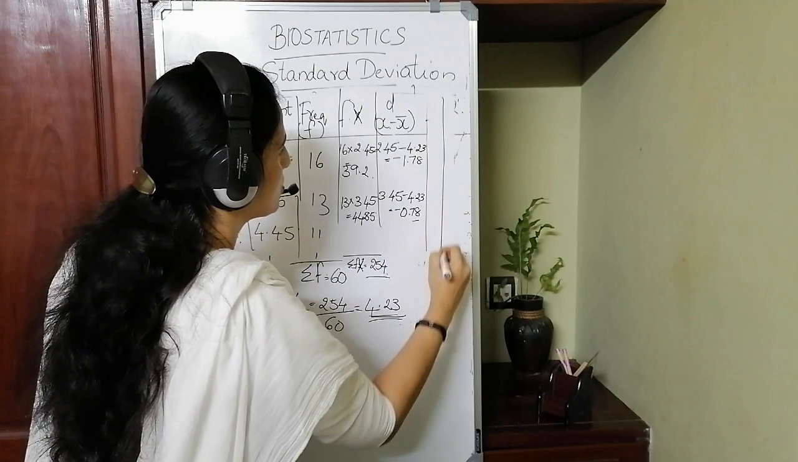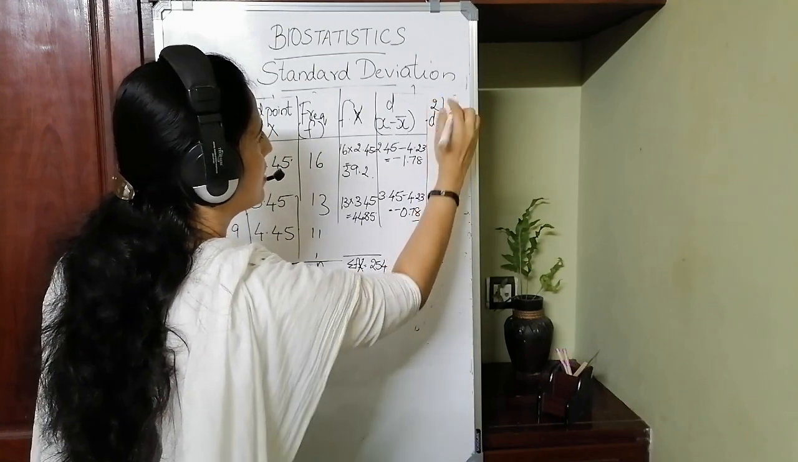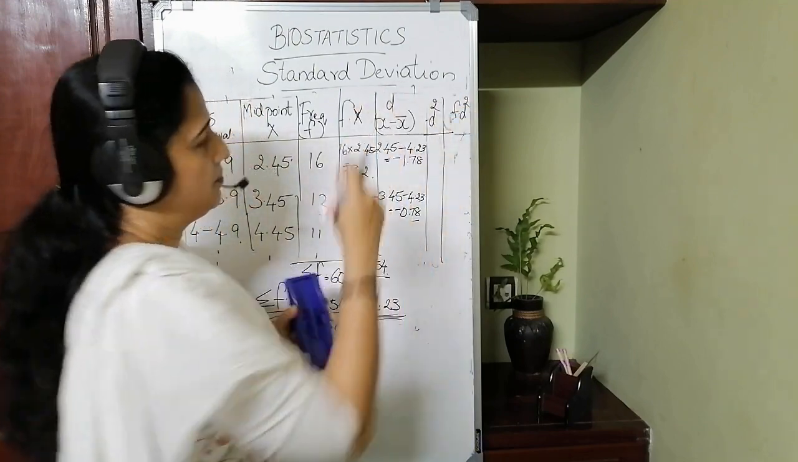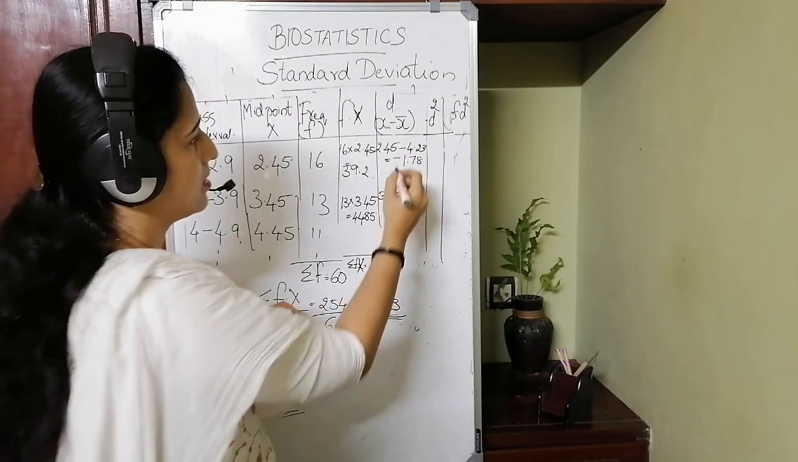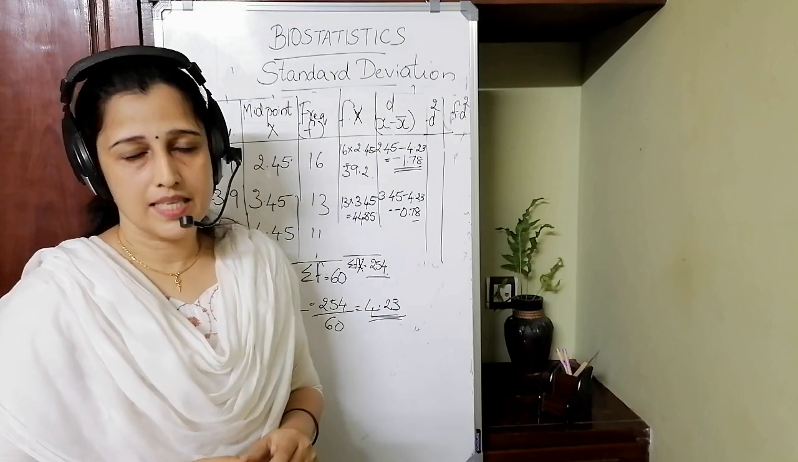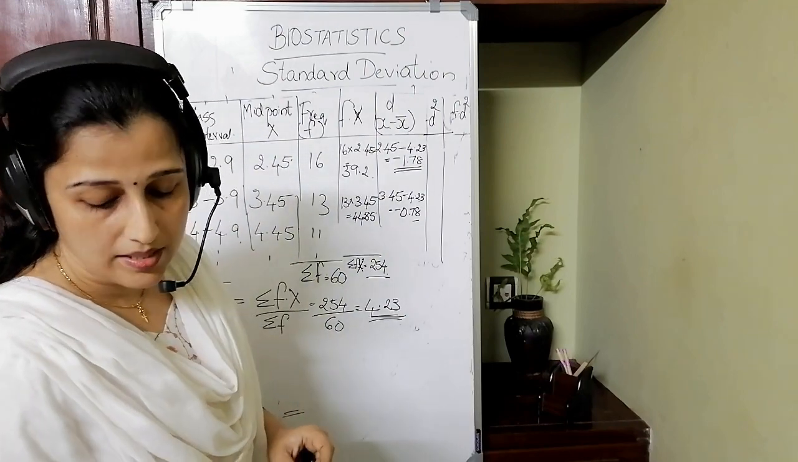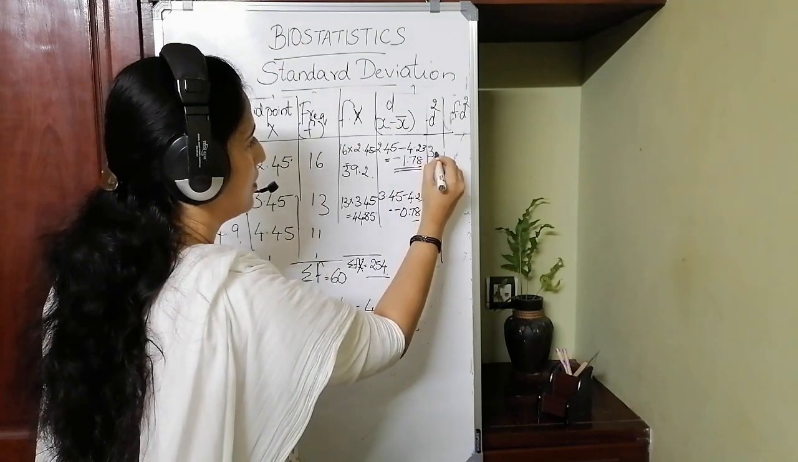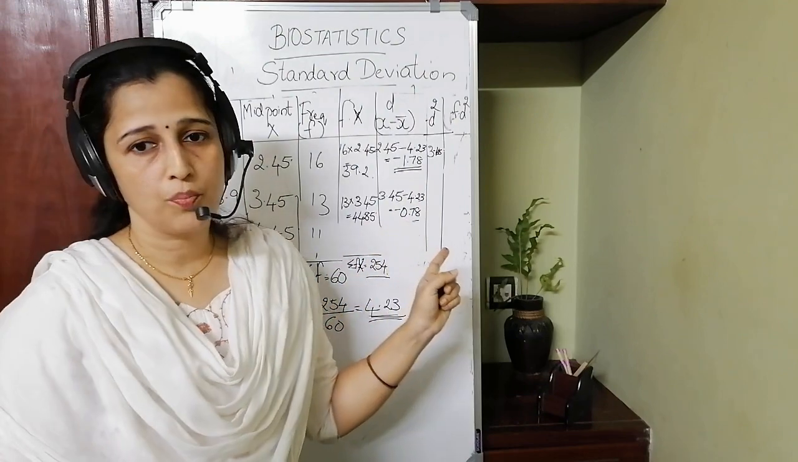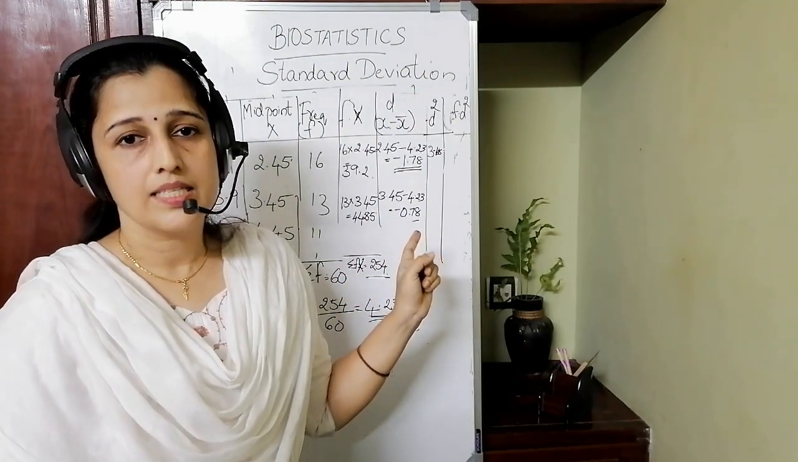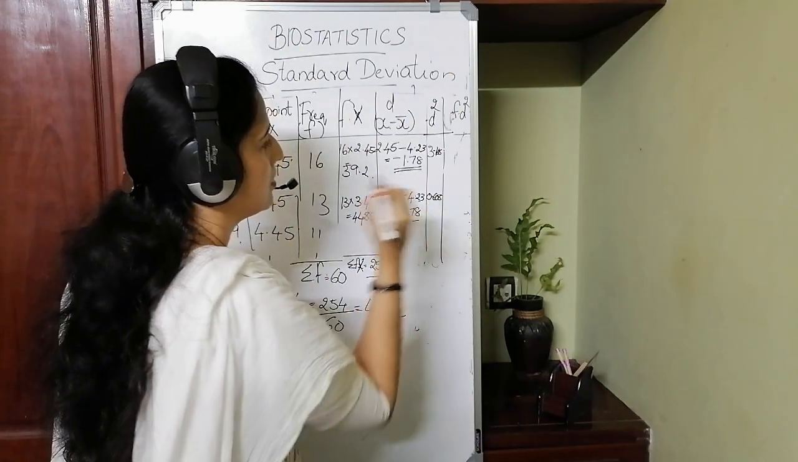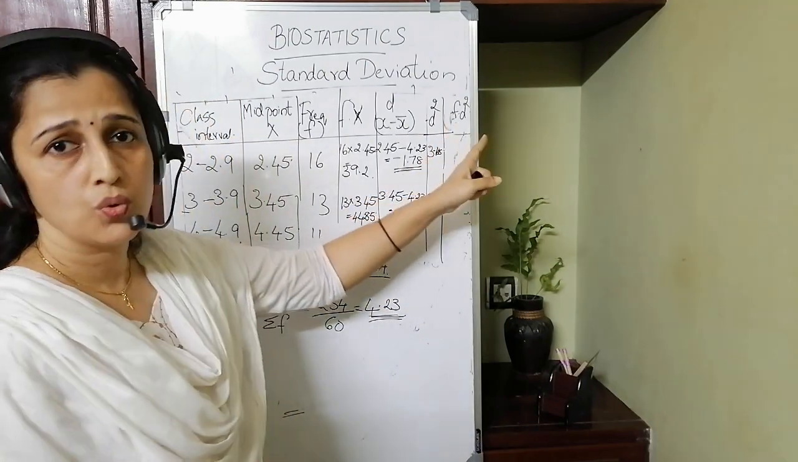So next step is to find the d square. The next column d square can be computed, and the last column f d square. So d square is negative 1.78 into negative 1.78, that is equal to 3.168. Then here negative 0.78 into negative 0.78, that is equal to 0.608.